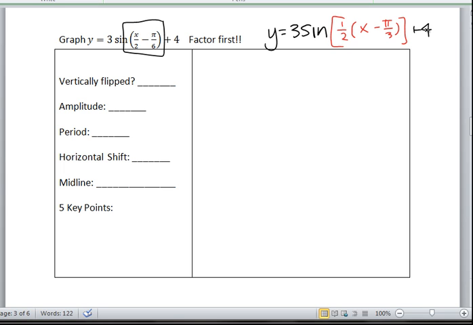Okay, so is this thing vertically flipped? No. What's my amplitude? It's 3. Now the period, right? The period is 2 pi divided by b, which is 1/2, right? And so what that's equal to is 4 pi. And my horizontal shift is pi over 3 to the right. So this is going to be fun. And my midline is y equals 4.